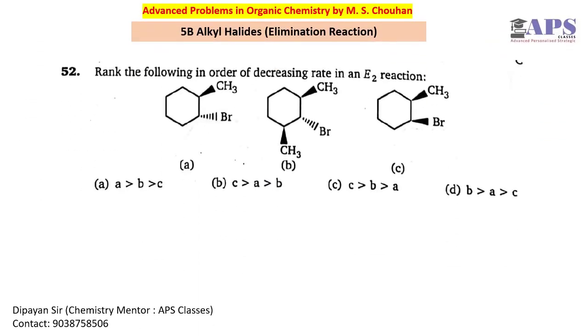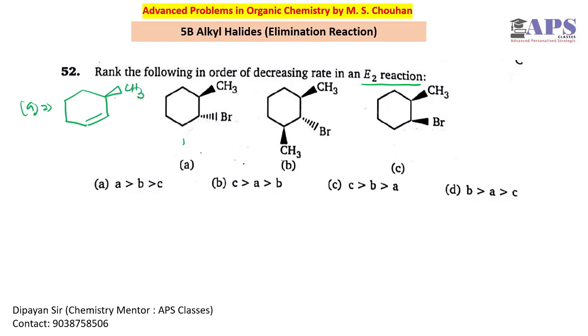Moving forward to question number 52, again we have E2 reaction here. In this case, in option A, this bromine is below the plane, so hydrogen should be present above the plane, otherwise the reaction is not possible. In this beta position, there is no hydrogen above the plane, but in this position we have hydrogen present above the plane as well as below the plane. So this hydrogen will be abstracted, and from A we will end up with this kind of product.